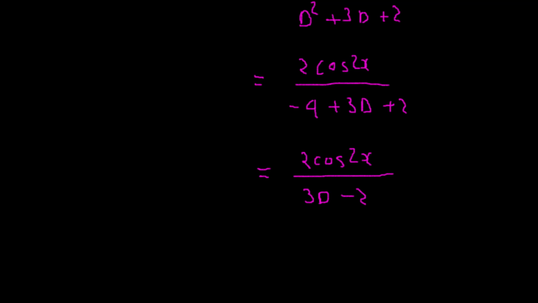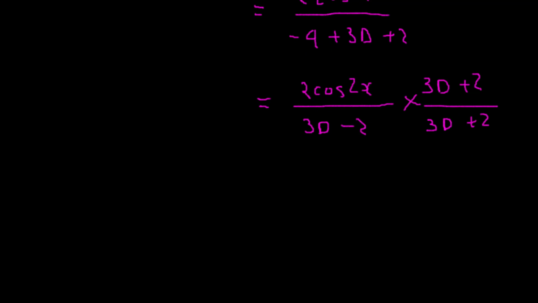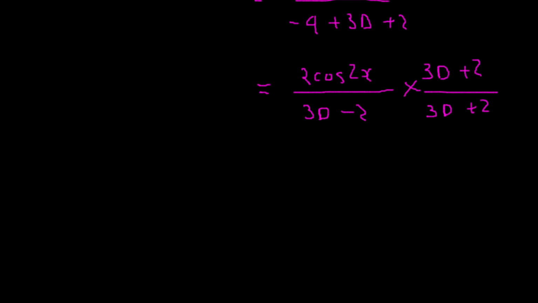Okay, now let me see how we can simplify this even more. For simplifying this even more, what we're going to do is multiply this thing with 3d plus 2 upon 3d plus 2. Yeah, we're going to do that. Let me just do that one more time. It will be 3d plus 2.